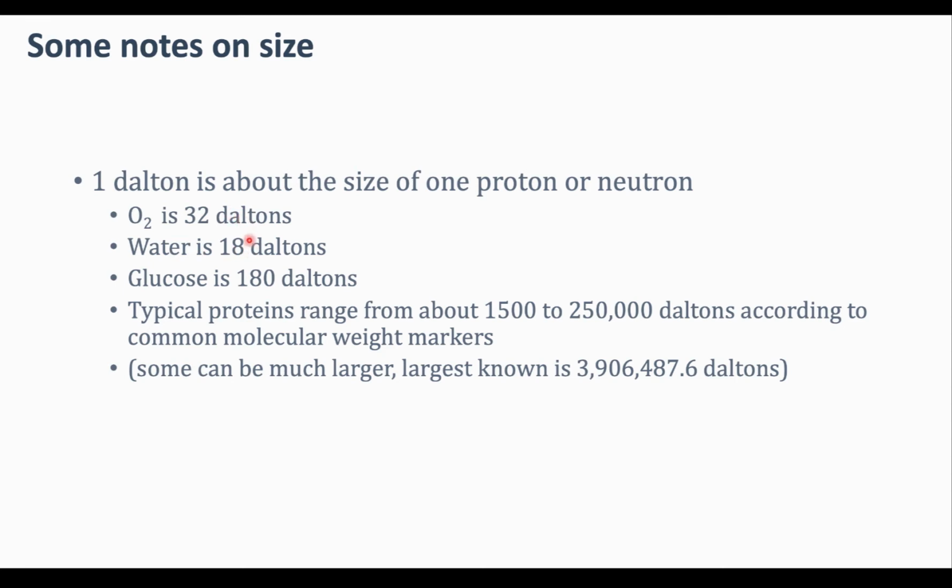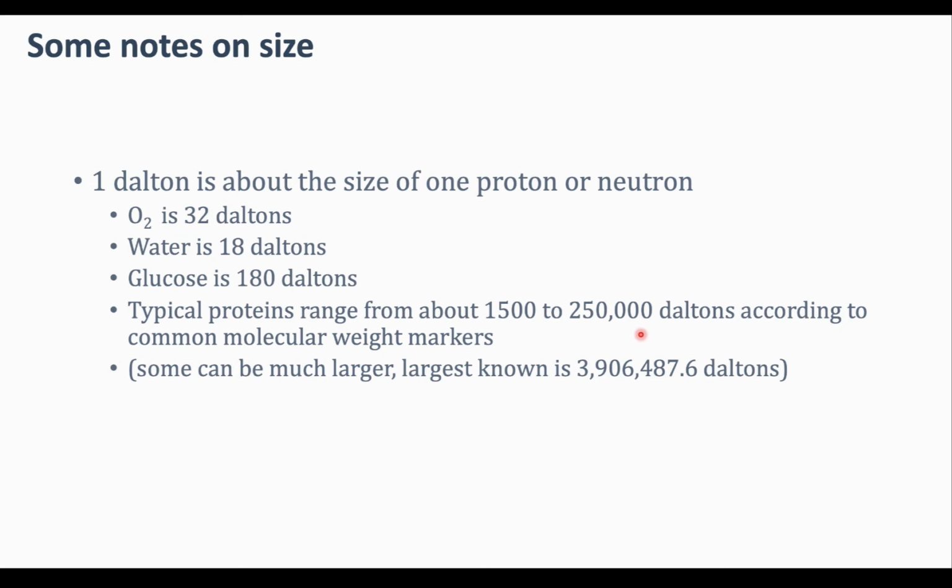Oxygen and water can both cross the phospholipid bilayer. They're small enough. Glucose is 180 Daltons. It's already too large to cross the phospholipid bilayer by slipping between the phospholipids. Typical proteins range from about 1,500 to 250,000 Daltons.